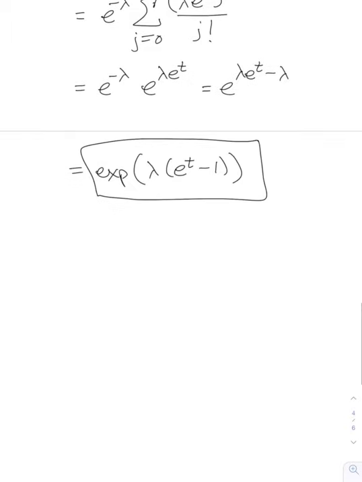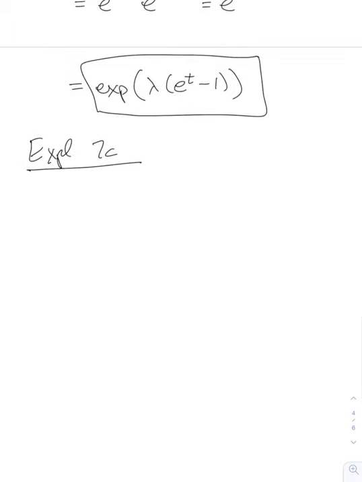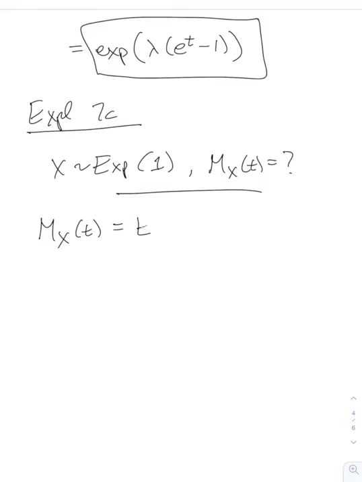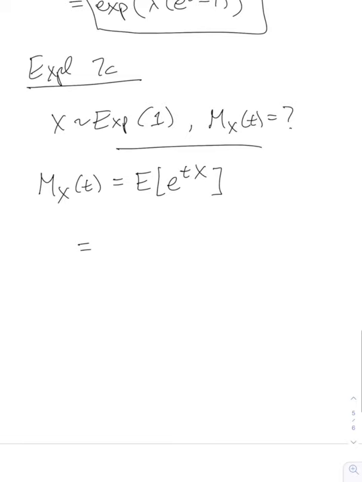Okay, let's do another one, a continuous one this time. So 7c. X is exponential with parameter 1, and we want the moment generating function. As with all the others, start with the definition: expected value of e to the tX. This time X is continuous. The density is supported on 0 to infinity, so we have the integral from 0 to infinity of e to the t x times the density of X, which is e to the negative x, dx.